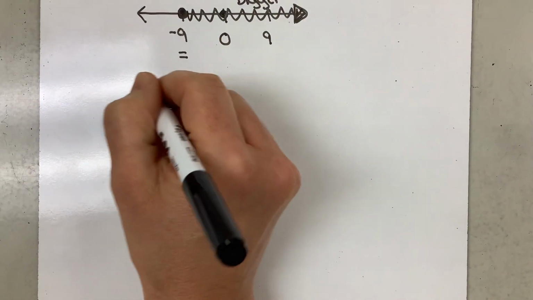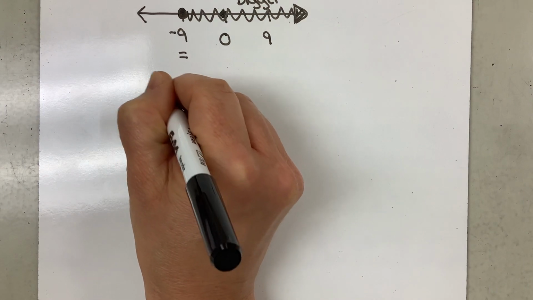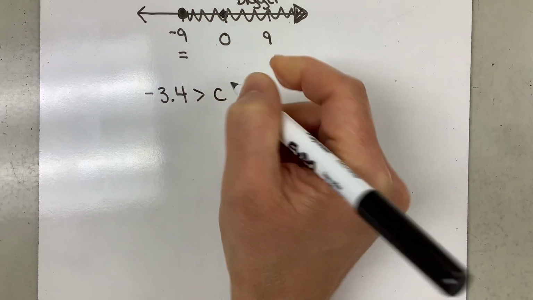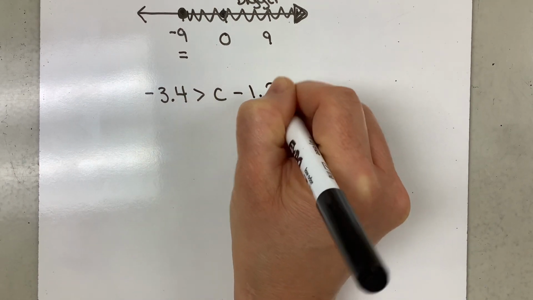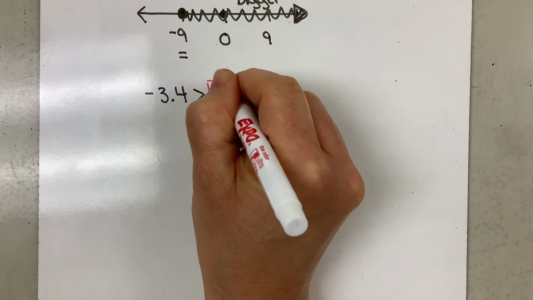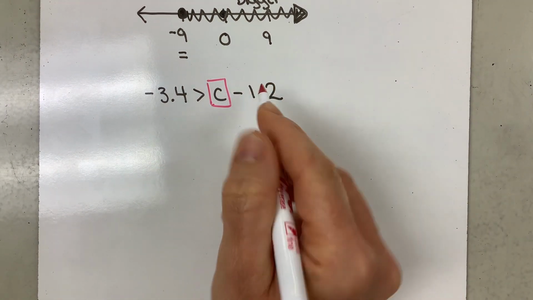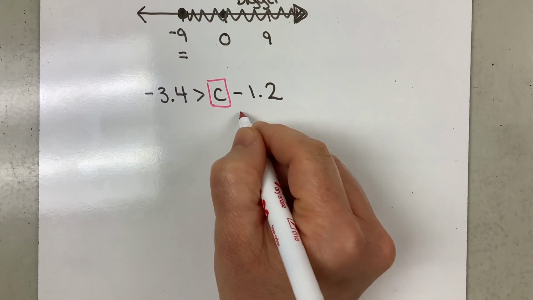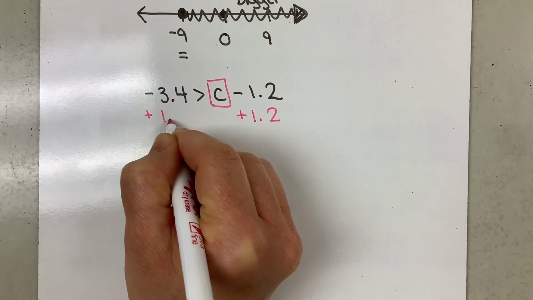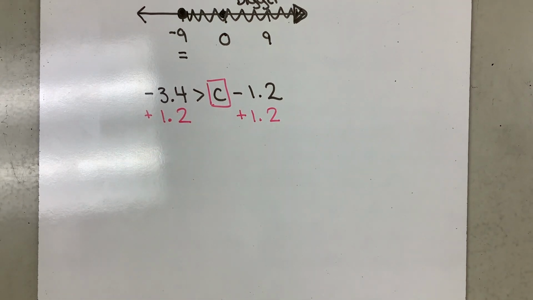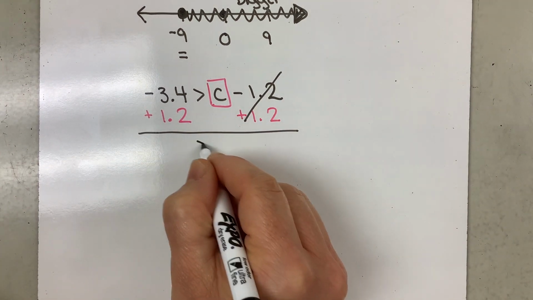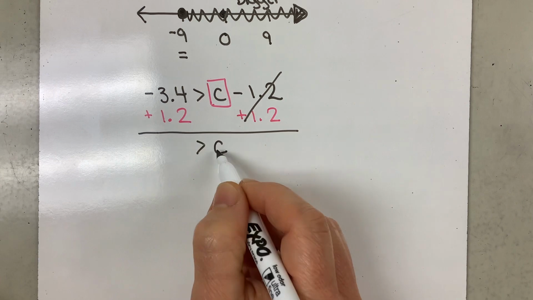So another one we could have is negative 3.4 is greater than c minus 1.2. All right, in this one, again, we want to solve for c. We're going to do the opposite of a minus or a negative, which is a positive 1.2 to both sides. All right, I have created that 0 pair. They go away. This says C, bring that down.